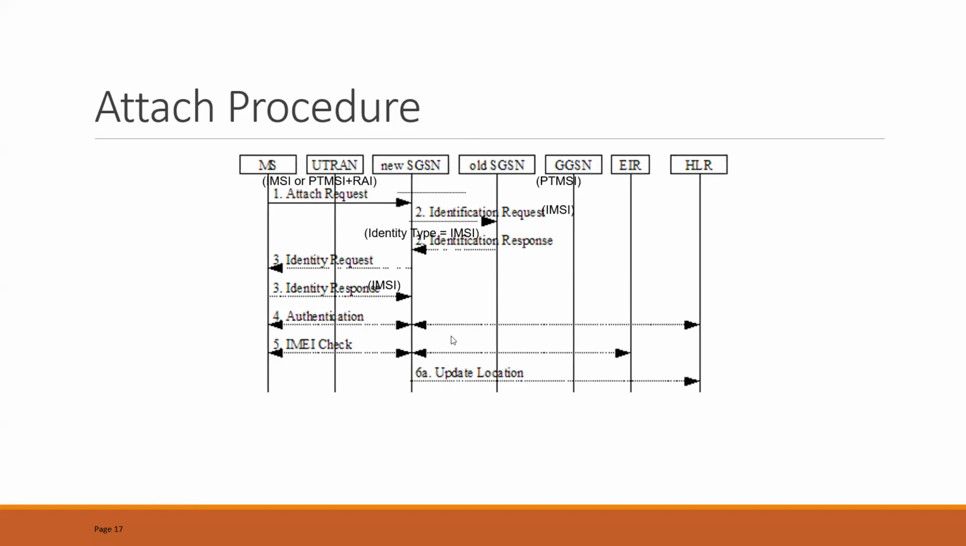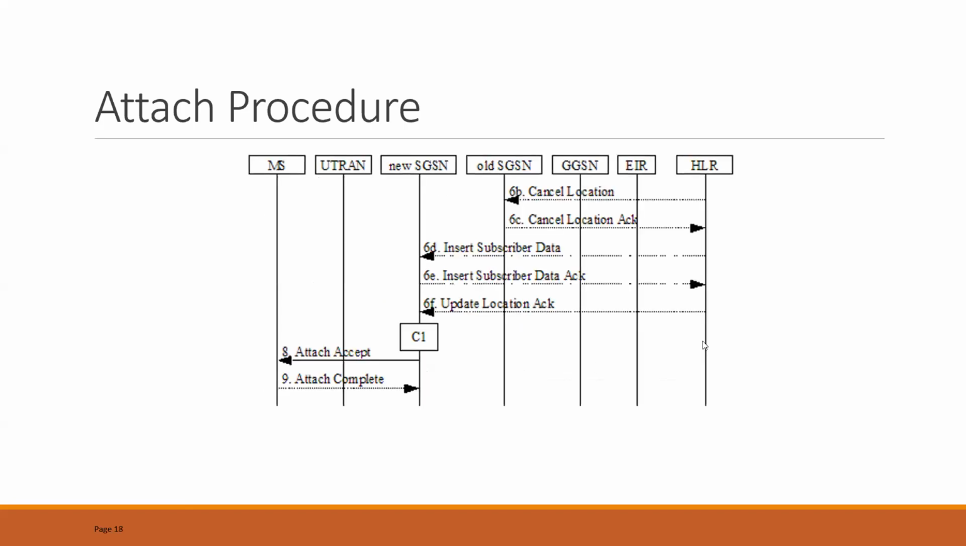Once this is done, then you proceed towards your update location. So you send your update location to the HLR. What is contained in this update location is the IP address of your SGSN and the GT of the SGSN. Okay. So this update location is sent to your HLR.